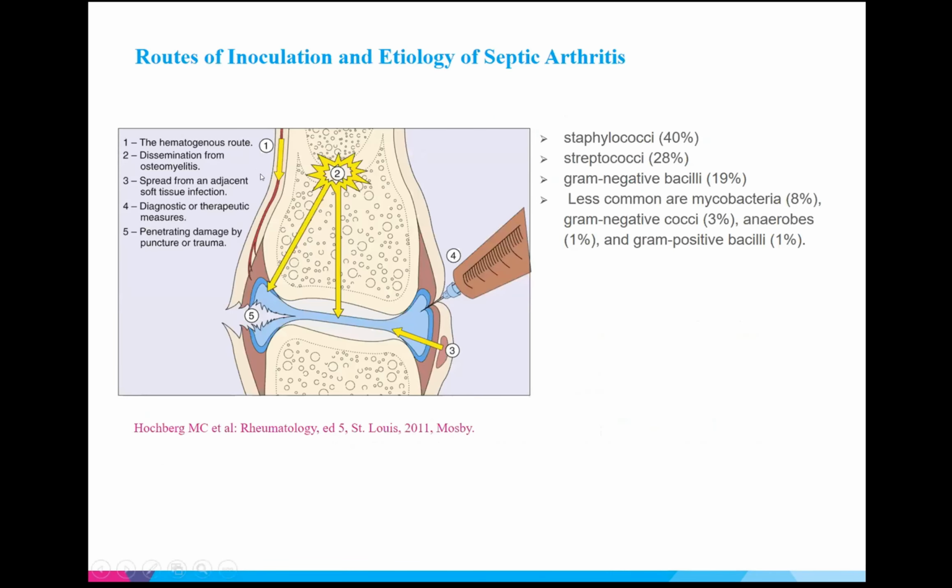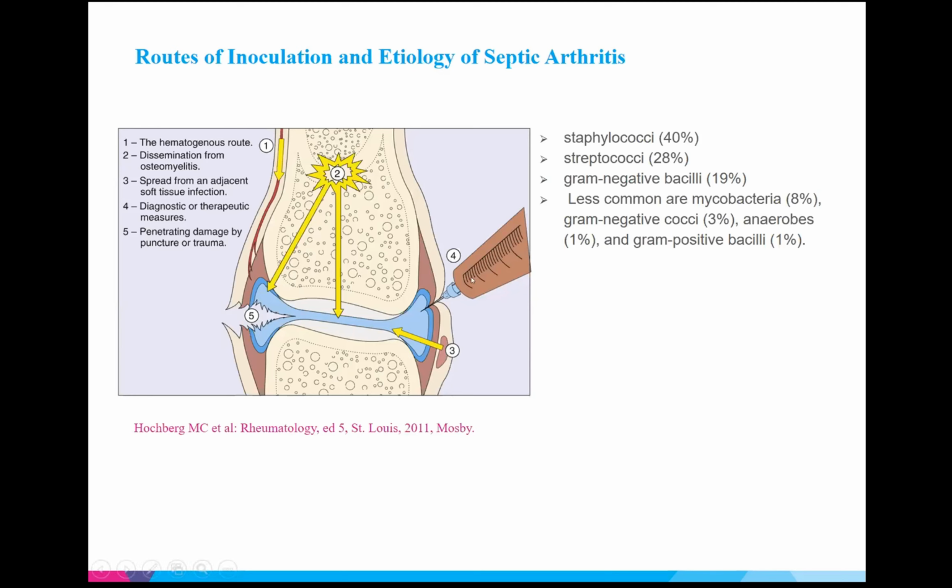Again, there are several ways, very similar to osteo, right? How does the joint get seeded? Number one, hematogenous route, or dissemination from osteo. So if you have osteo of the bone, it gets into the joint, but in that situation, the septic arthritis is actually secondary. You really need to treat the osteo. And once you treat the osteo, the joint will be fine, although there's going to be some long-term sequela of joint destruction, or at least they're more likely to get pain from just the inflammation.